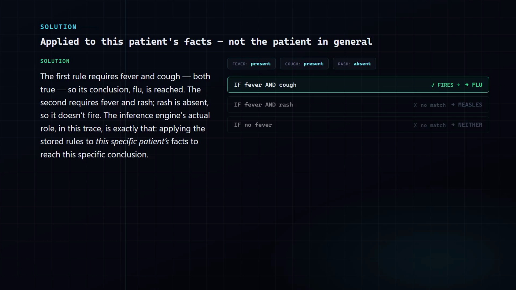The second rule requires fever and rash. Rash is absent, so that rule doesn't fire. The inference engine's actual role in this trace is exactly that: applying the stored rules to this specific patient's facts, not the patient in general, to reach this specific conclusion. That's the difference between naming the component and understanding what it does.